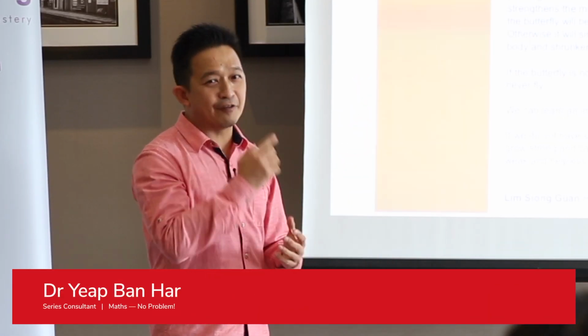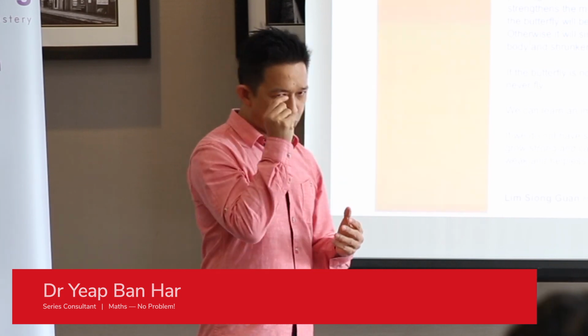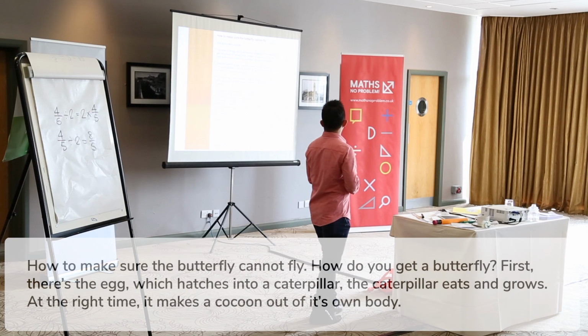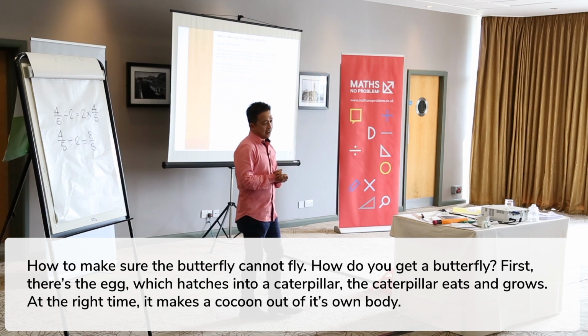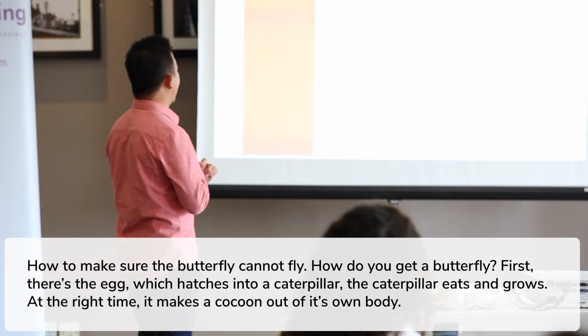Sure, the butterfly will come out easily, but it will never fly. Your help has destroyed the butterfly. How to make sure the butterfly cannot fly? How do you get a butterfly?